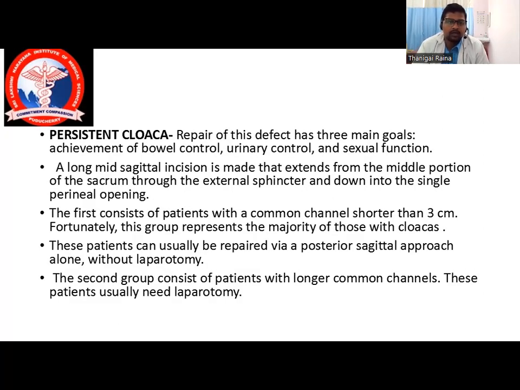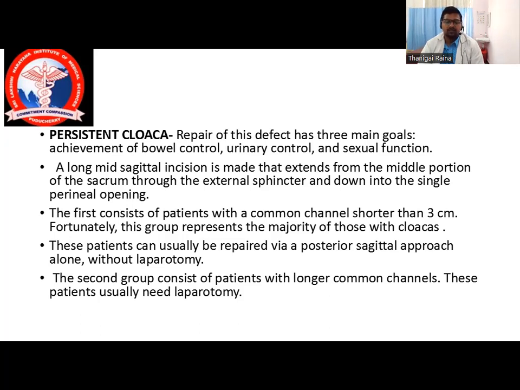So, persistent cloaca. Repair of this defect has three main goals: achievement of bowel control, achievement of urinary control, and sexual function. A long mid-sagittal incision is made that extends from the middle portion of the sacrum through the external sphincter and down to the single perineal opening. The first group consists of patients with a common channel shorter than 3 centimeters. Fortunately, this group represents the majority of cloacas. These patients can usually be repaired via the posterior sagittal approach alone, without laparotomy.